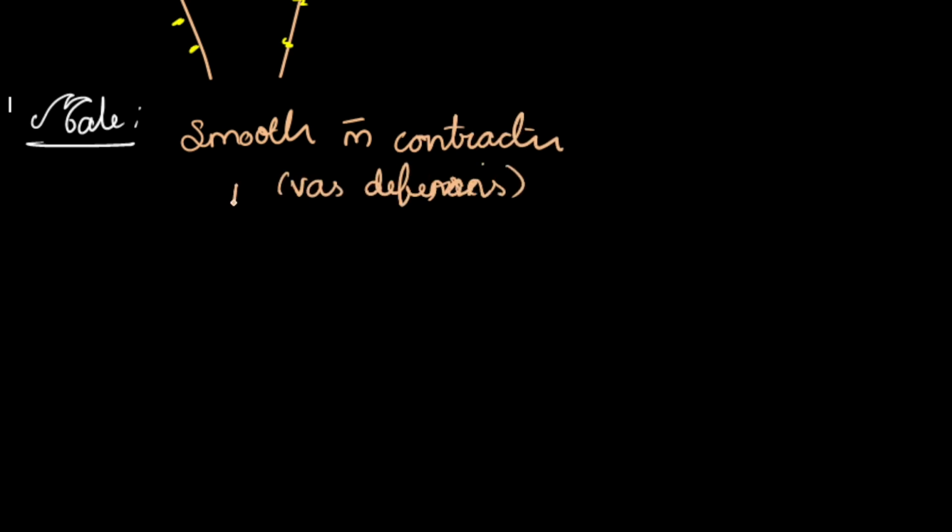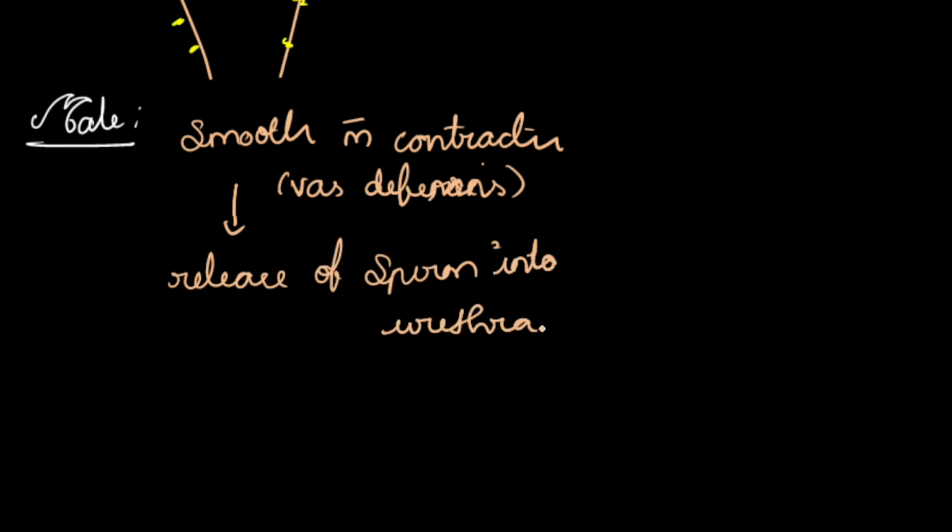In males also, during sexual intercourse, oxytocin helps in smooth muscle contraction of the vas deferens, and this helps in the release of sperm into the urethra, which helps in the process of reproduction. So this is regarding the action of oxytocin in both male and female.